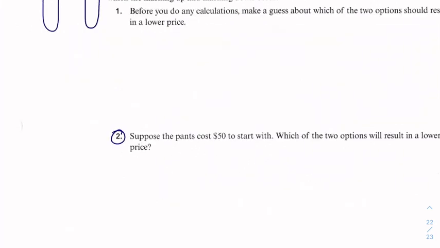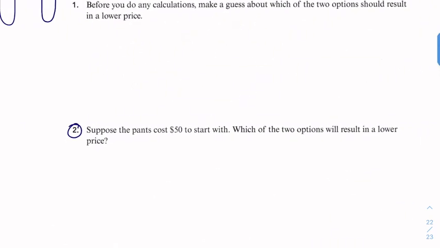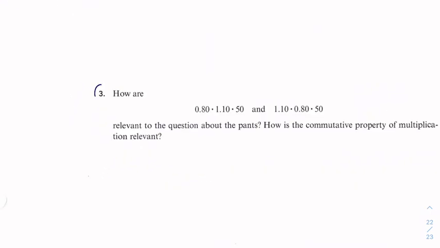So for number 2, suppose the pants cost $50 to start, and calculate what those two different discounts and increases in price would result in, and see if you can explain how the 0.8 times 1.1 times 50 and 1.1 times 0.8 times 50 relate to the question that we were talking about.